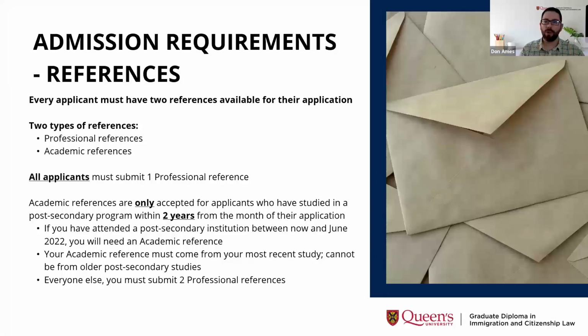You can't go all the way back to your undergraduate studies, which were 10 years ago, and get an academic reference at that point. That individual has had quite a long period of time away from knowing you in an academic setting that won't qualify for an academic reference. An academic reference is only required from applicants who have studied within the last 2 years. So don't provide an academic reference if you've studied 10, 12, 20 years ago. You have to provide 2 professional references at that point.